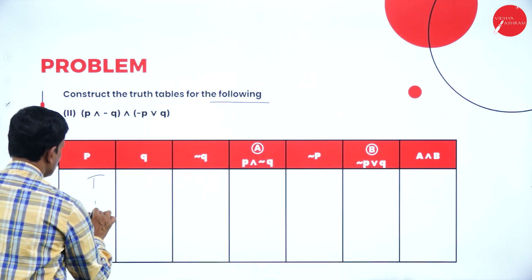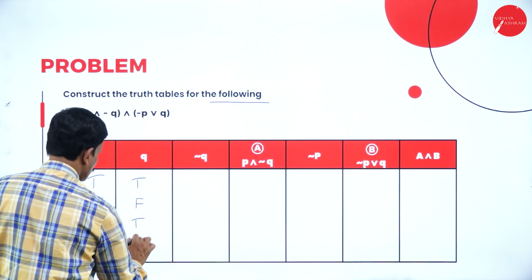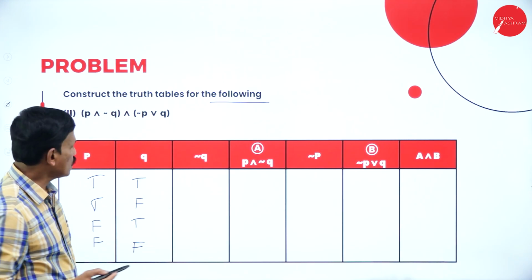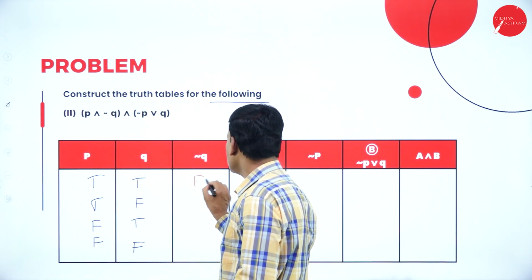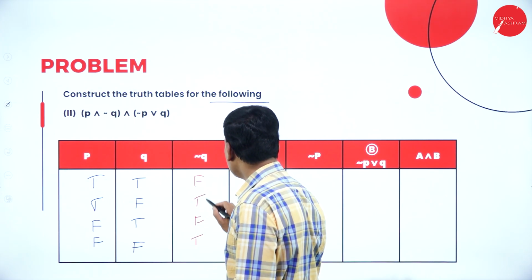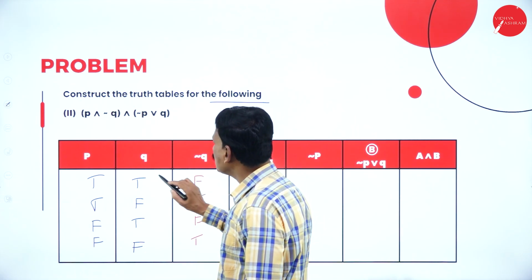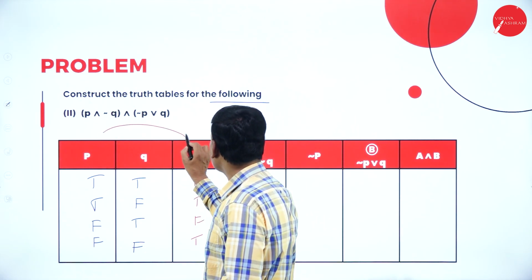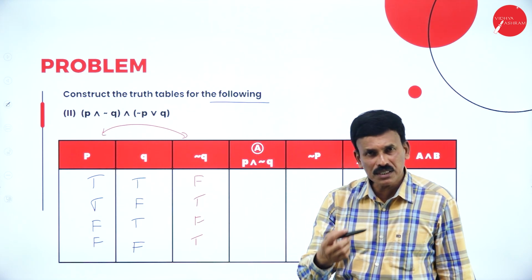Now what are the truth values for this? You know, true, true, false, false. For this, true, false, true, false. Okay. So now write down the negation of Q. What is the negation of Q? True is false, false is true, true is false, false is true. F, T, F, T. Now the conjunction for these two. Conjunction means true and true is true, remaining are all false.